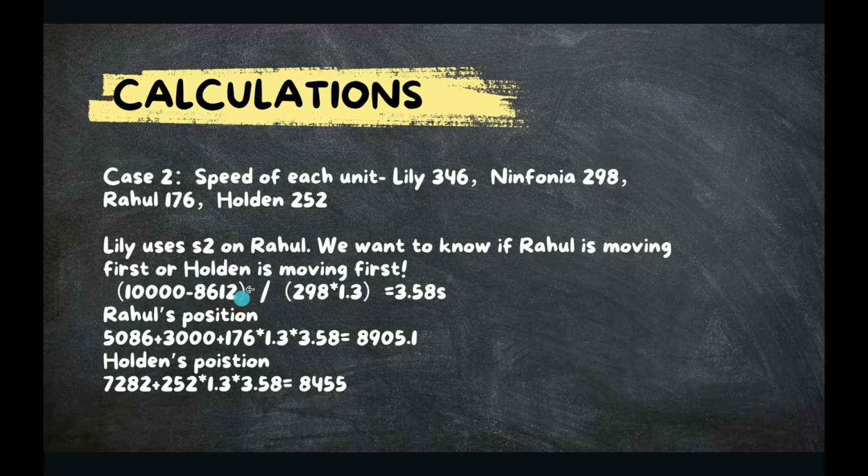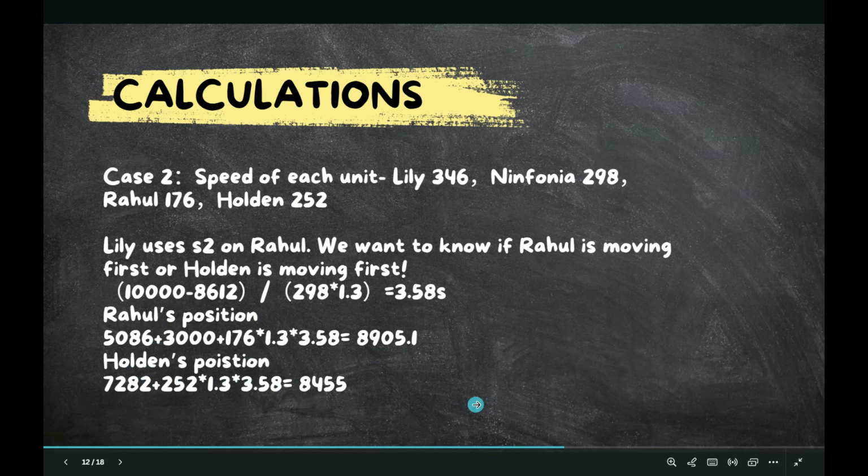We use the total distance, subtract the distance Nymphonia covered when battle begins, and divide that by her speed, and we get the time Nymphonia used to reach the finish line is 3.58 seconds, and this 3.58 seconds is greater than 3 seconds, so there won't be any uphill race time. Okay, so what is Rahul's position after Nymphonia reaches the finish line? He's at 8,905 meters, and Holden is at 8,455 meters.